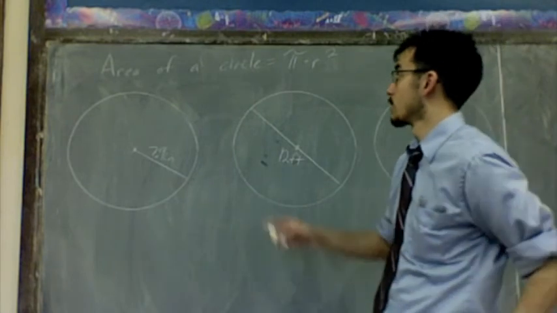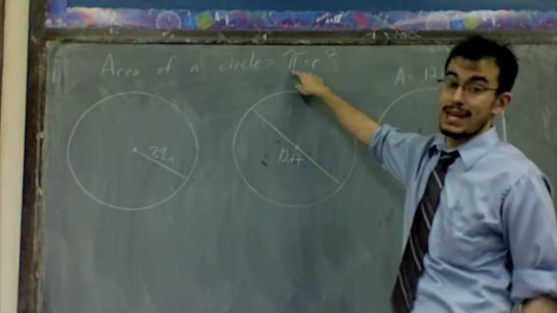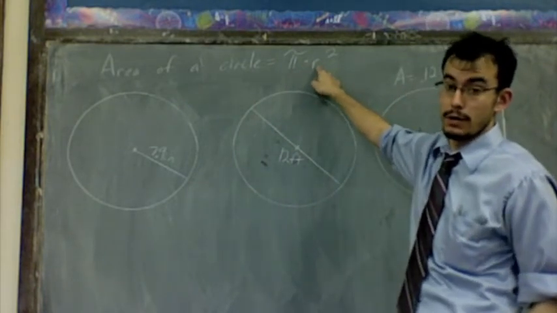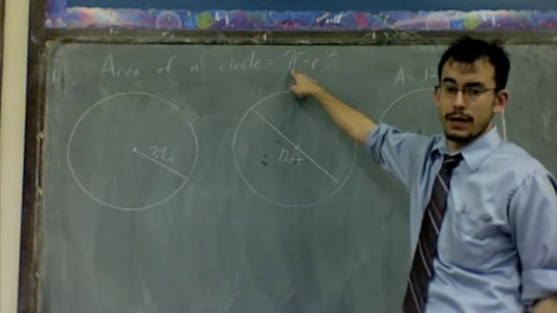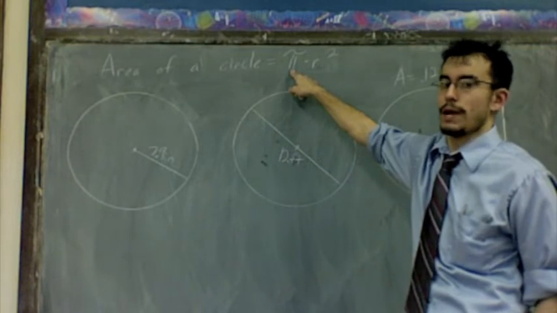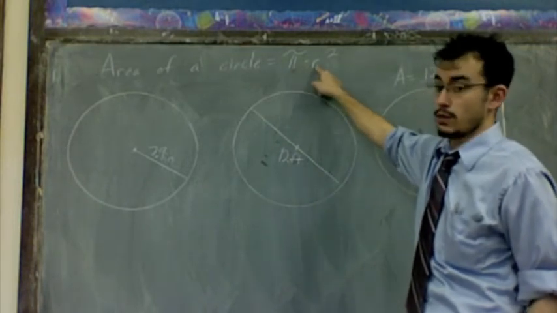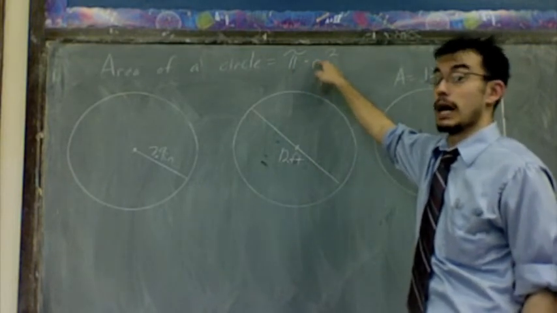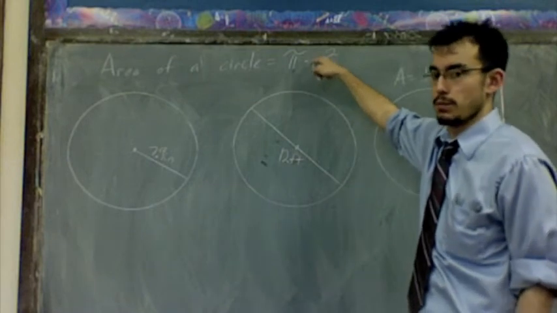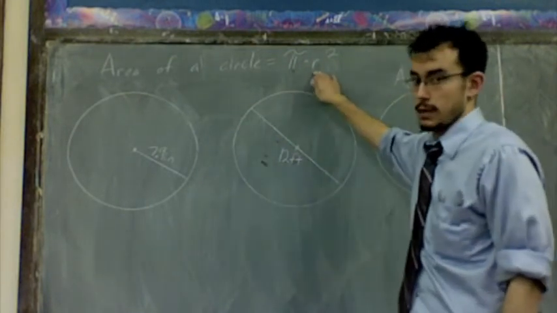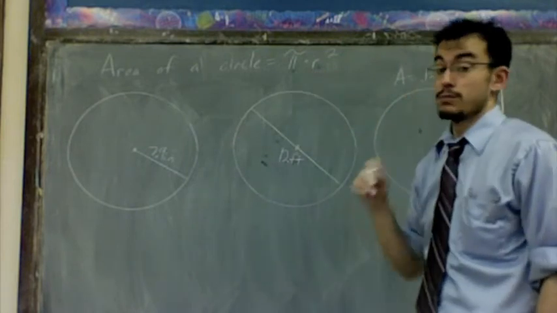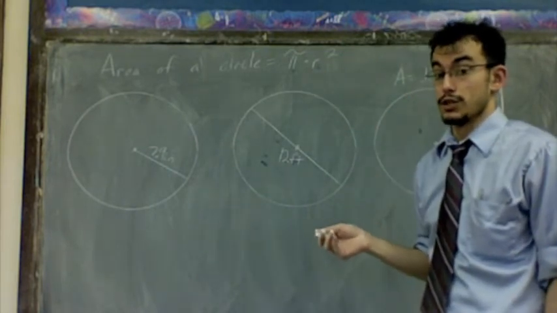The area formula for a circle is pi times the radius squared. You can use 3.14 for pi if you'd like. If you have a calculator that has a value for pi, I would suggest you use that. It's a little more accurate. So pi times the radius squared, or pi times the radius times the radius. That's what squared means. Multiply by it twice. Not 2 times it, but radius times radius. It's a pretty straightforward formula. There's really not a whole lot to do with it.